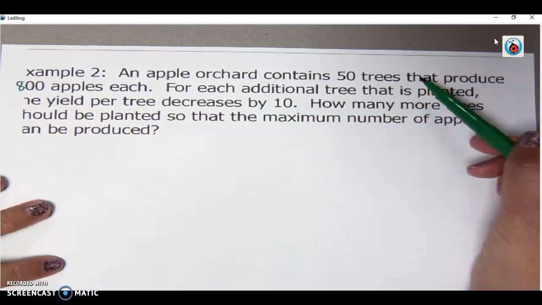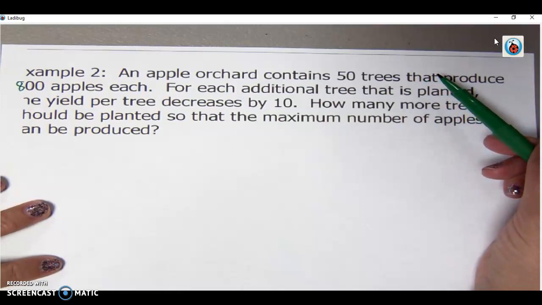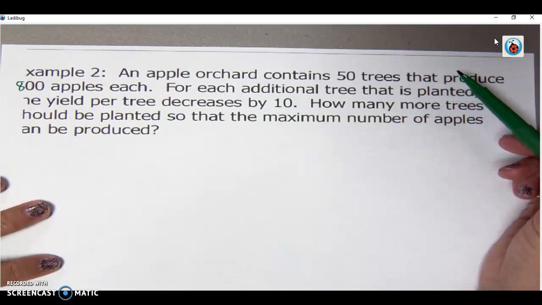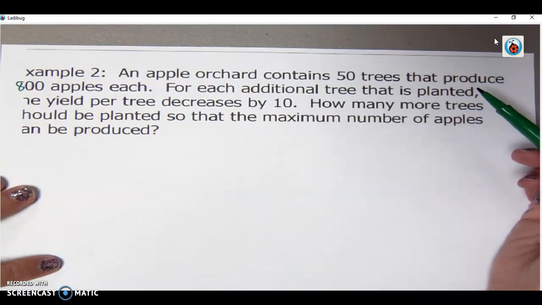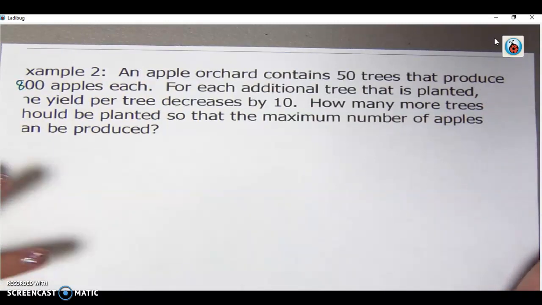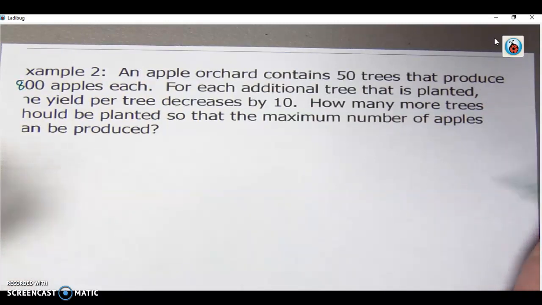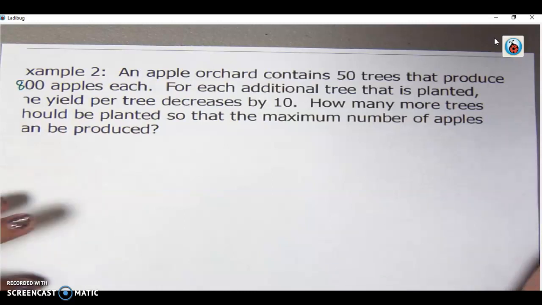Okay, so we have 50 trees. Each tree has 800 apples. So if we just had 50 trees times the 800, that would tell us how many apples we're going to have. But it's saying for each additional tree that is planted, the yield per tree decreases by 10. So if I plant 51 trees, then it's going to be 10 less. So it would be 790.